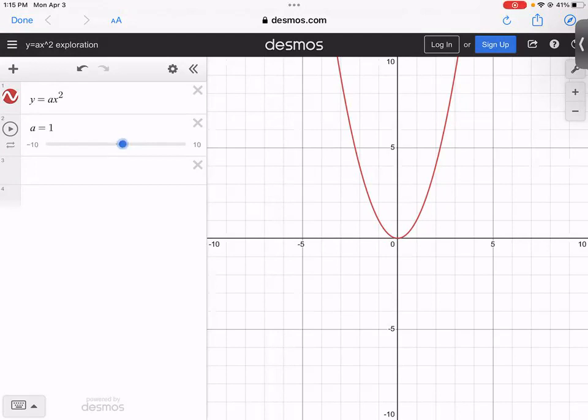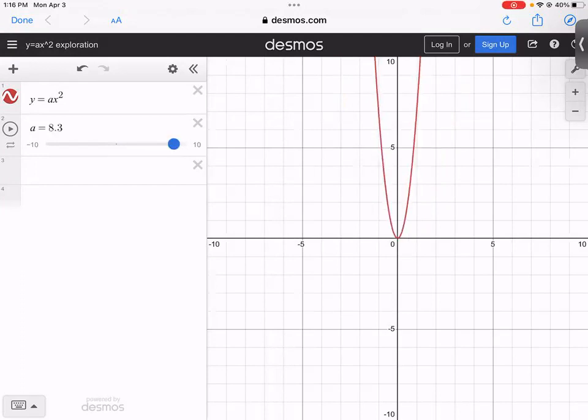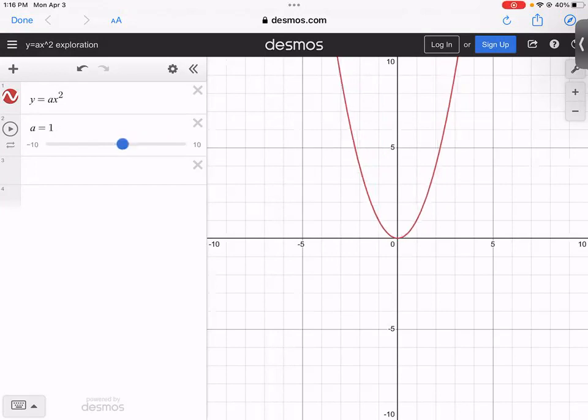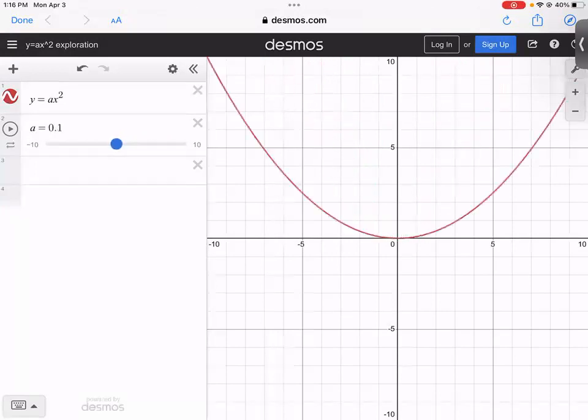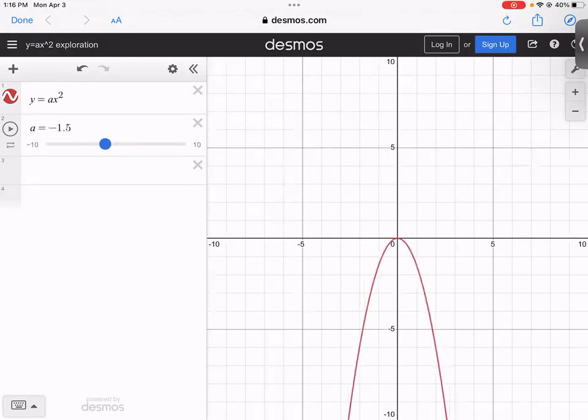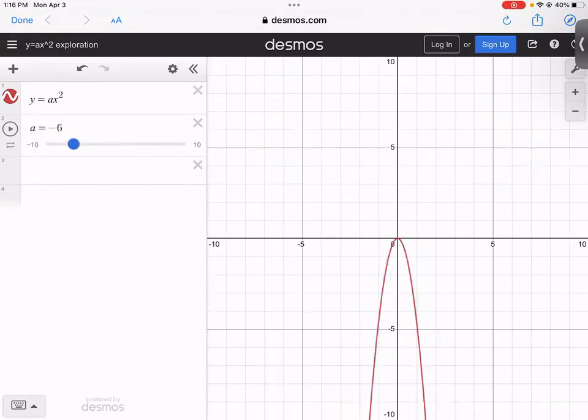Any of these numbers that are bigger than 1 are going to make our parabola skinnier. What happens if my number is smaller than 1? It gets wider. Look at 0.1. Look at how wide that is. Now, what happens when I go below 0? A negative A made it flip upside down. If it's 0, we no longer have a quadratic.